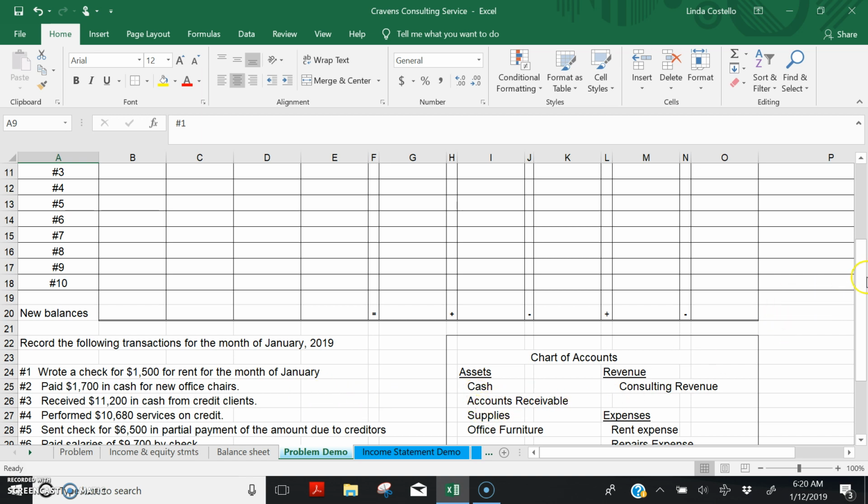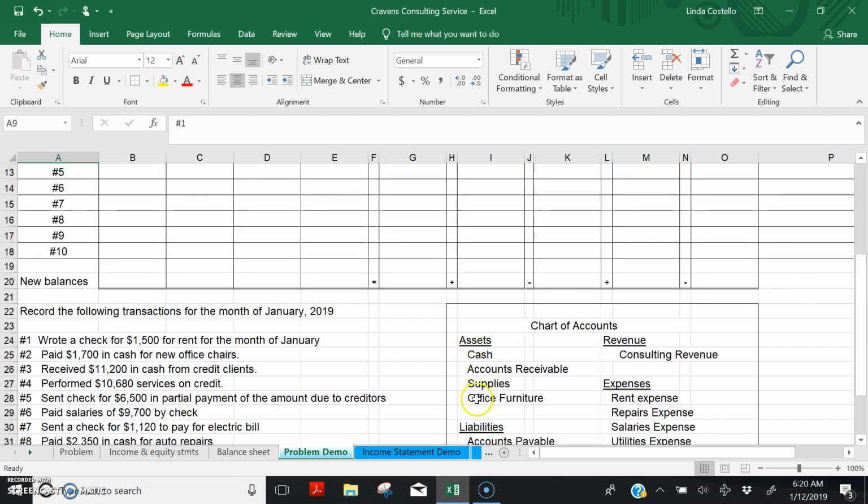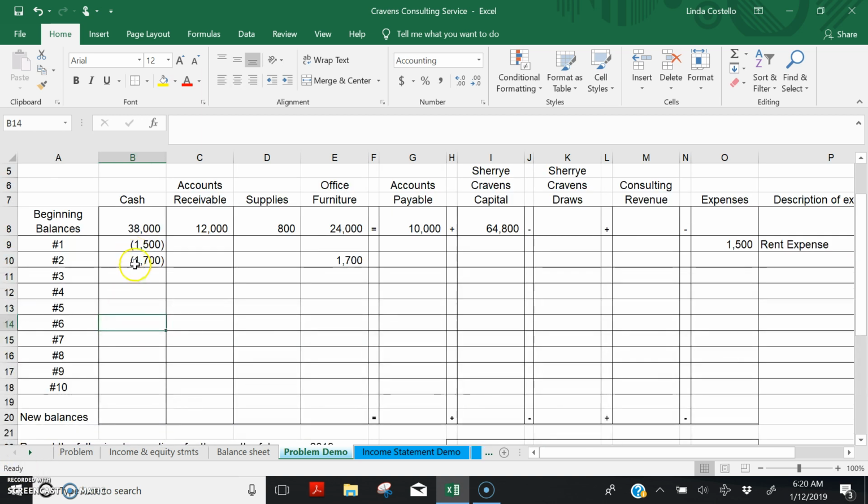And let's see if we can find a good asset account title. Well, it looks to me like office furniture is perfect. So let's post the transaction. Decrease cash by $1,700 and increase office furniture $1,700. Transaction number 3.